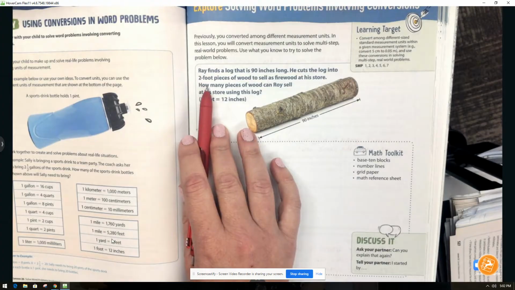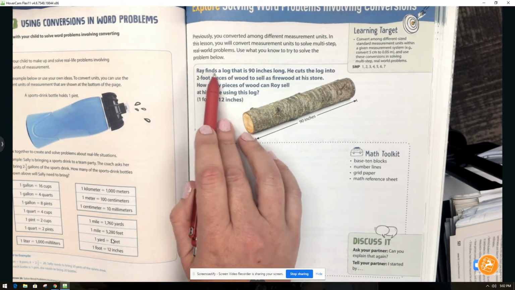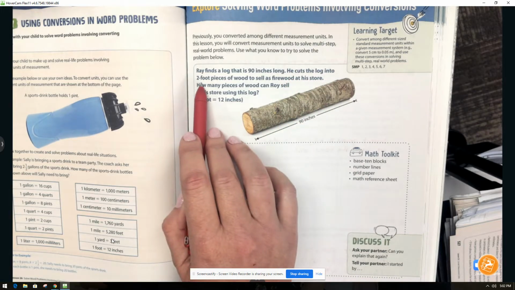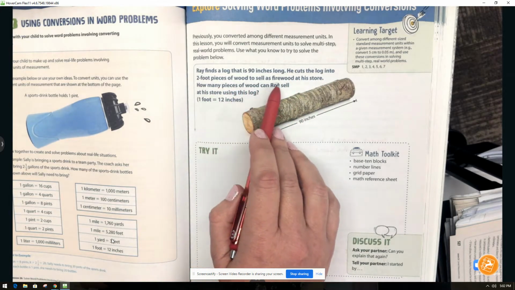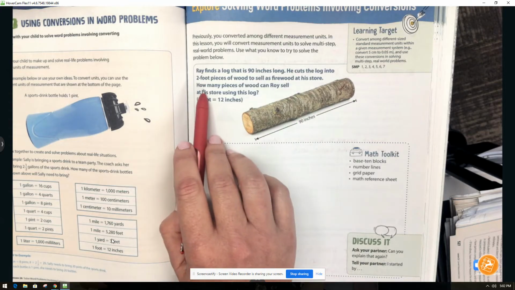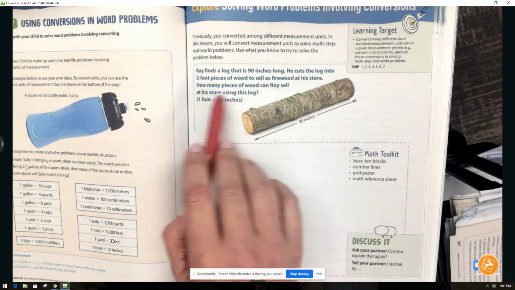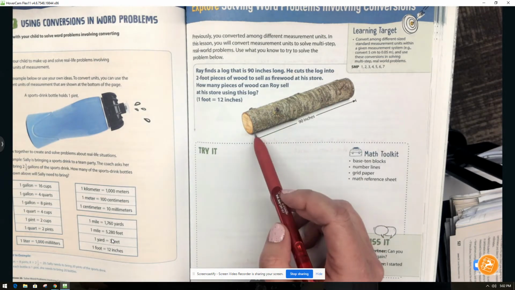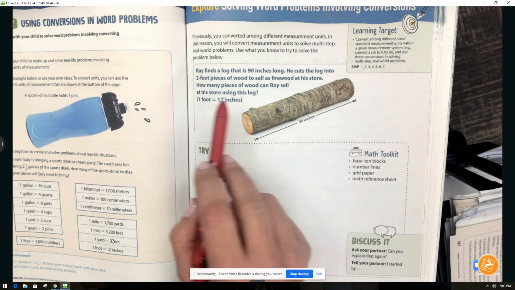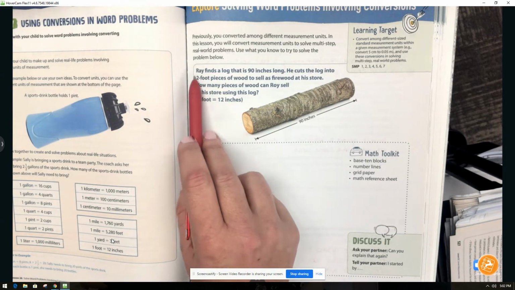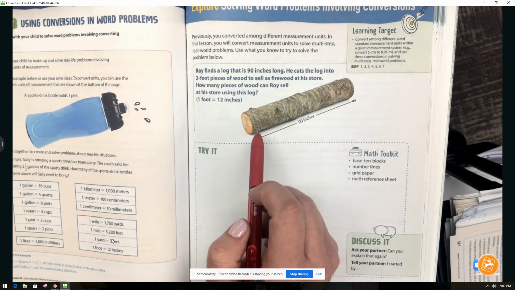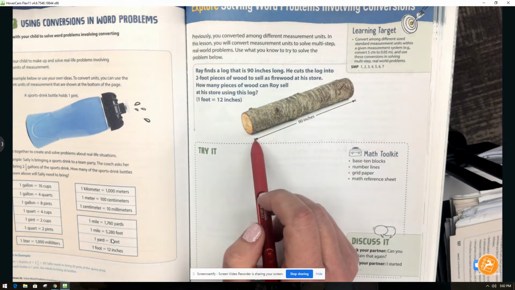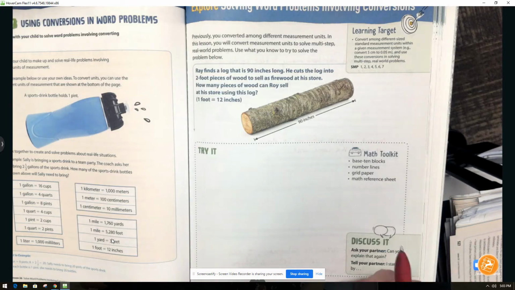So here is what the problem says. Ray finds a log that is 90 inches long. He cuts the log into 2-foot pieces of wood to sell as firewood at his store. How many pieces of wood can Ray sell at his store using this log? So this is the log here, and we know that it's 90 inches long. But we know that he cuts it into 2-foot pieces. And we want to know how many 2-foot pieces Ray can cut out of this 90-inch section.